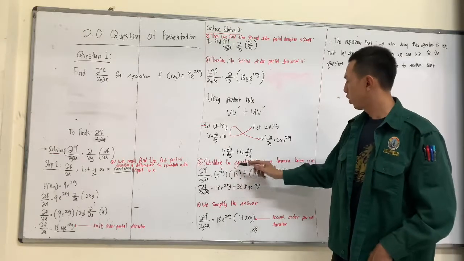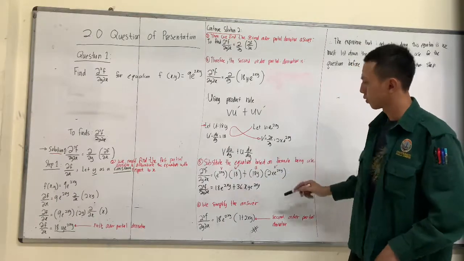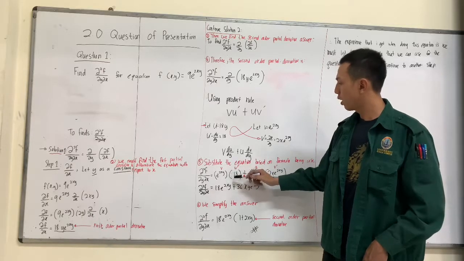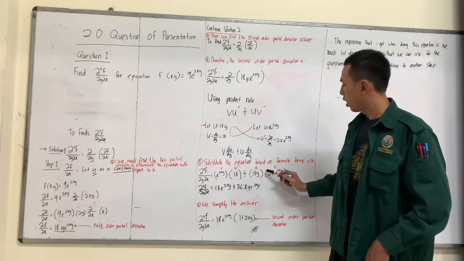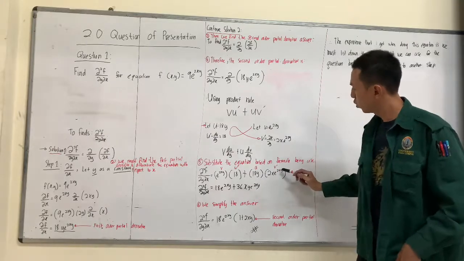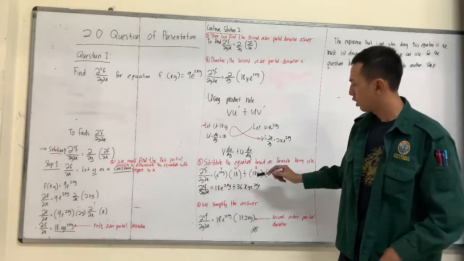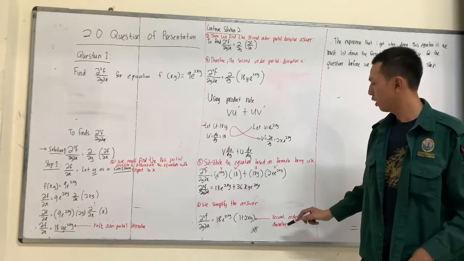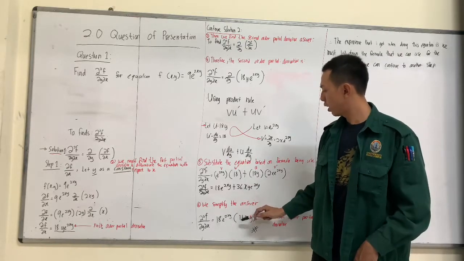We substitute the equation based on the formula being used. Bracket e^(2xy) bracket 18 plus bracket 18y bracket 2x e^(2xy), and then we get the answer. We simplify the answer, and the final answer for the second order derivative is 18e^(2xy) bracket 1 plus 2xy.